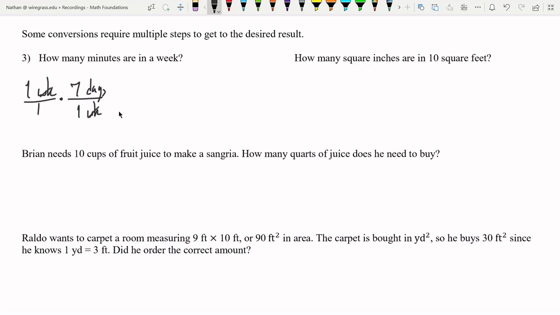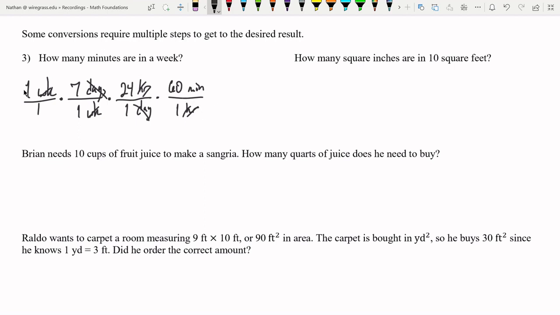And now I'm going to string together another unity fraction. So I want to go from days to hours. I'm going to just multiply it by 24 hours in 1 day. Days cancel. And now I want minutes, right? So I'm going to multiply it by 60 minutes in 1 hour. And so now the hours cancel as well. And the only unit that's left is minutes on top and bottom, which is exactly what we want.